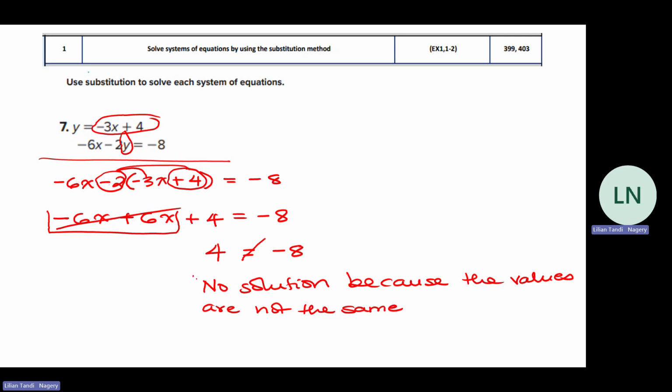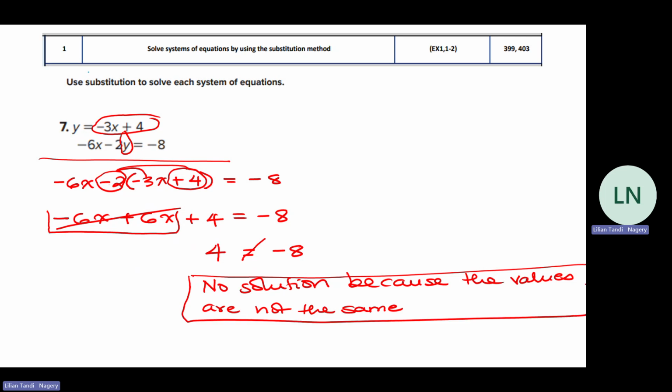So your answer is no solution. Okay. So this is your answer. So once you solve and you get this, in your choices, you will choose no solution. You cannot choose a number. Your answer is no solution.